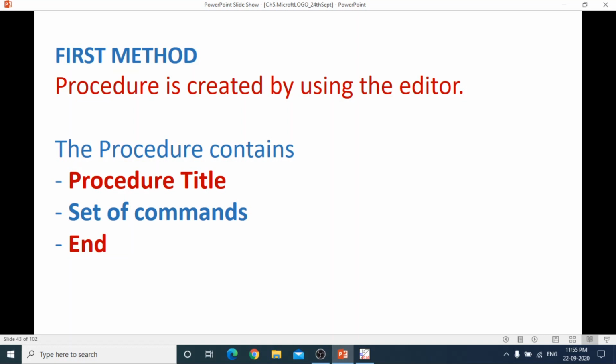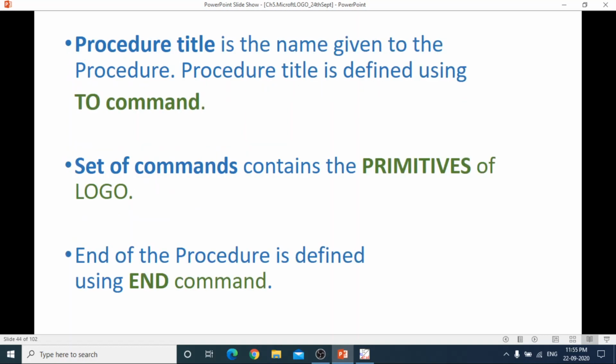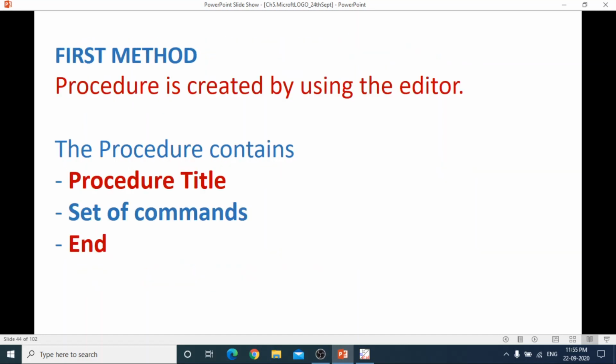A procedure is created using the editor. A procedure contains three things: the procedure title, a set of commands, and an end. The procedure title tells you the name of the procedure.